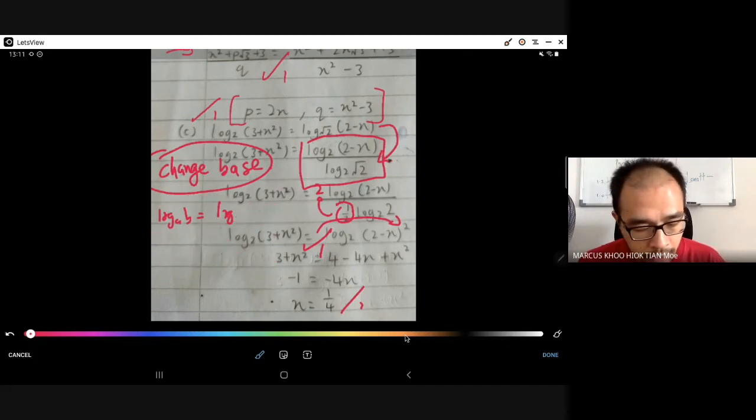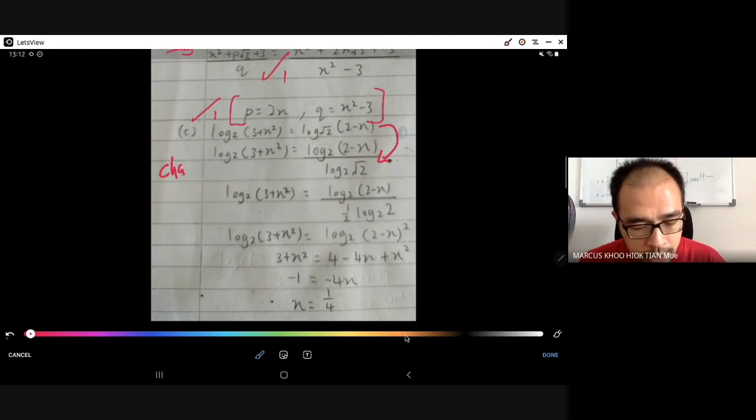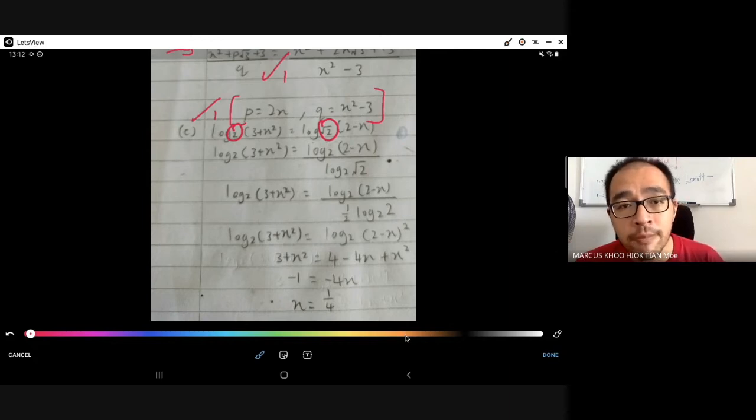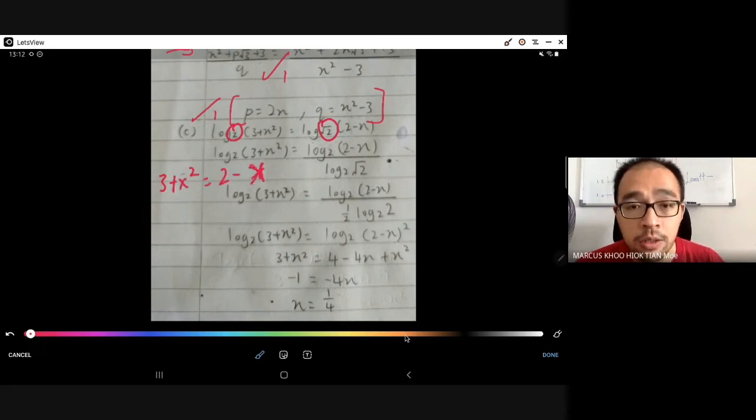Okay, let's see if, astaga. Okay, so if you notice this, this is log base 2, this is log base square root of 2. Totally different bases. So you cannot compare. Okay, sometimes some students kan dia nampak dua-dua adalah 2, jadi okay, therefore 3 plus x squared equals to 2 minus x. Okay, your head, where got like that? Okay, because the base is different. Okay, you need to make the base the same.